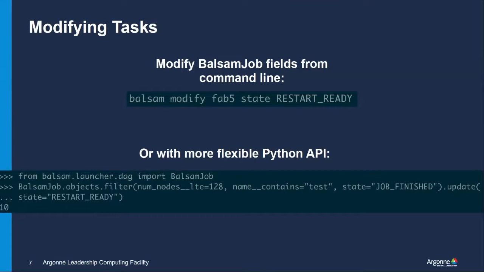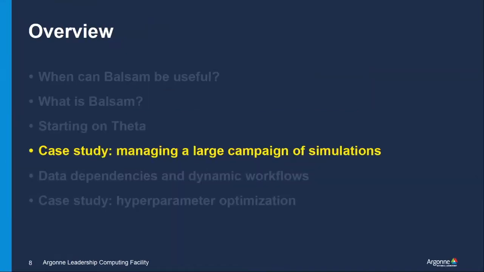But basically, we could do some pretty expressive queries for, in this case, searching for all jobs under 128 nodes containing the name test that are finished. And then suppose we want to run those again, we can just do a batch update to the same restart ready state. So this is a more convenient way to manipulate the database if you have more than a couple jobs to control.